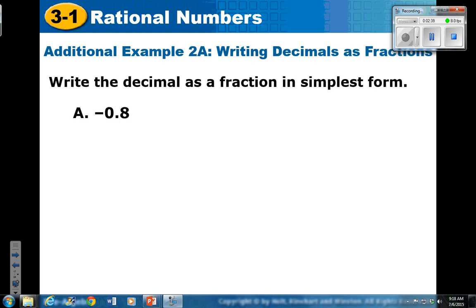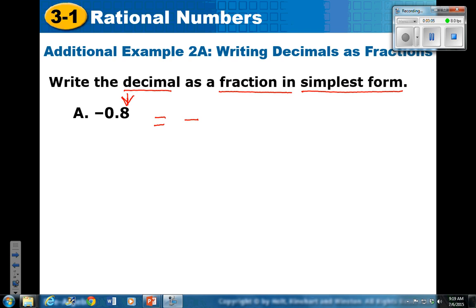Our directions have changed now. Instead of simplifying fractions, now we're going to change a decimal into a fraction, and it does need to be in simplest form. So here's how you do this. We'll keep our negative. Simply read this decimal properly. The proper way to read that is not 0.8, it's negative 8/10.